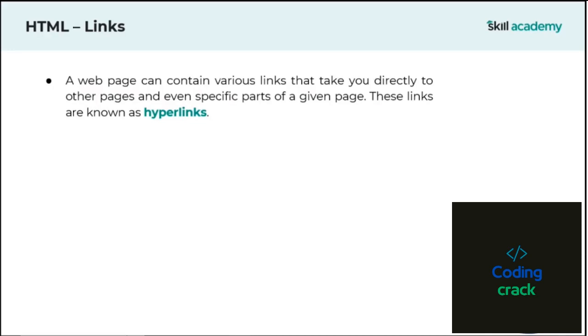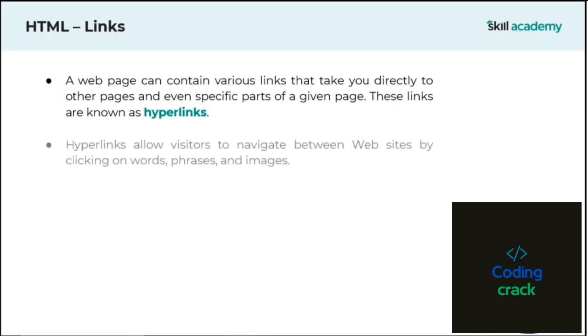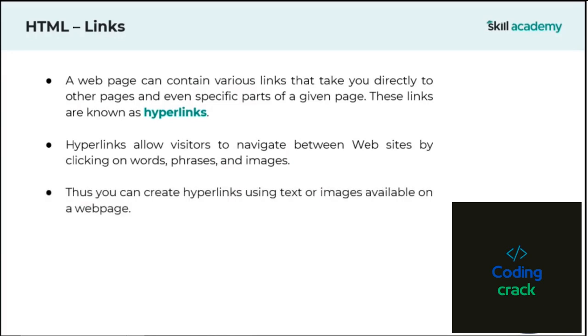So guys, a web page can contain various links that take you directly to other pages and even specific parts of a given page. And these links are known as hyperlinks. Hyperlinks allow visitors to navigate between websites by clicking on words, phrases and images. That means you can redirect your user if they click on some word, and we can even use the concept of hyperlink over images. Thus, you can create hyperlinks using text or images available on a web page.